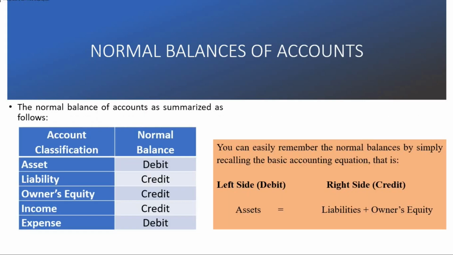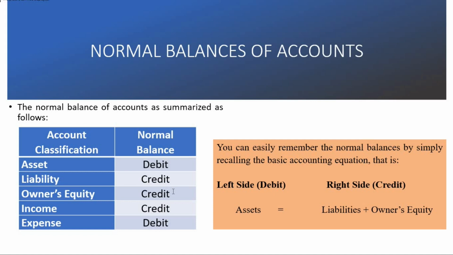Okay? So, just to give you the summary of the normal balances of the account. So, ito yun, asset, meron siyang normal balance na debit. So, ibig sabihin nito, kapag gusto mong i-increase ang asset, you just have to debit them. Kasi yung normal balance niya ay debit. Liabilities, merong normal balance na credit. So, again, pag gusto mong i-increase ang liability, i-credit mo siya kasi normal balance niya ay credit. As well as owner's equity, credit din ang normal balance.